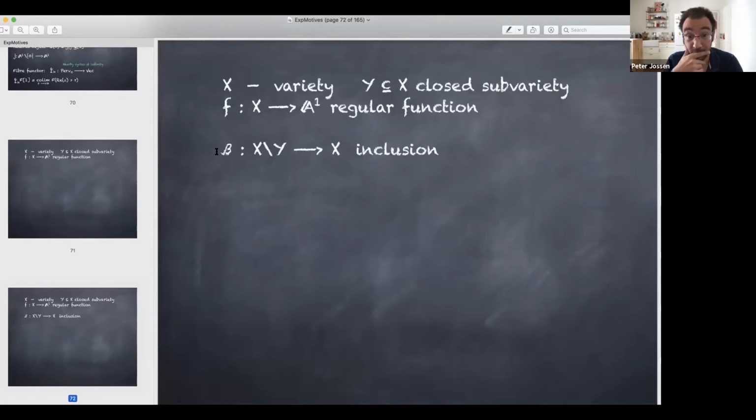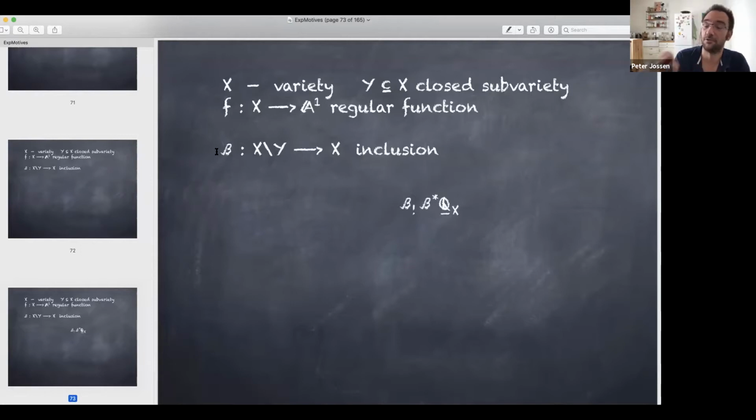So the first thing, I'm giving a name to the inclusion of the open complement of Y into X. And I start fabricating a sheaf on X, which is the following. I'm taking the constant sheaf on X, and I'm putting down all the stalks at Y to 0. So it's the sheaf which is constant on X, except on Y, where it is 0. So once I have this sheaf on X, I'm pushing it forward with the function f to the affine line. So f lower star, nth higher direct image of this on the affine line.